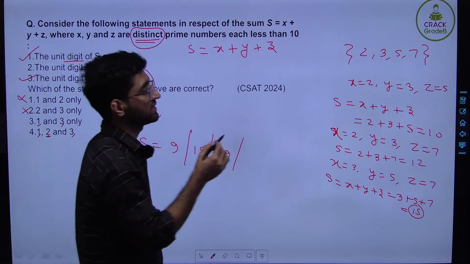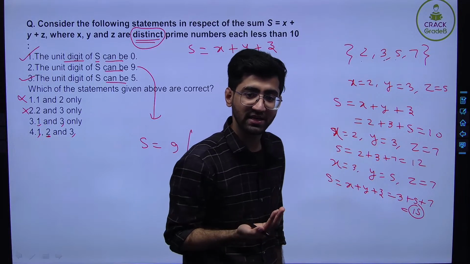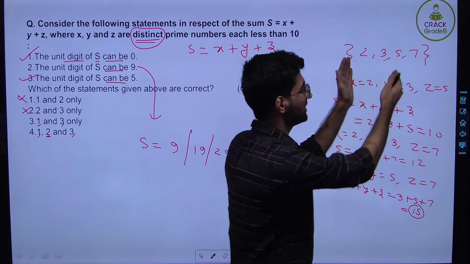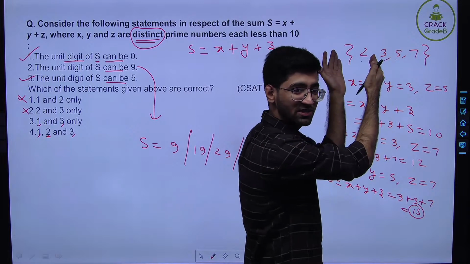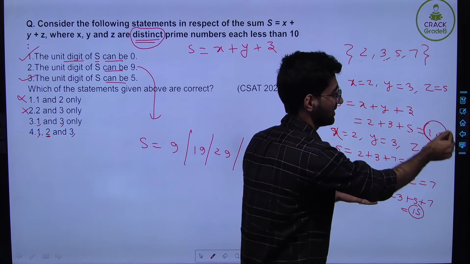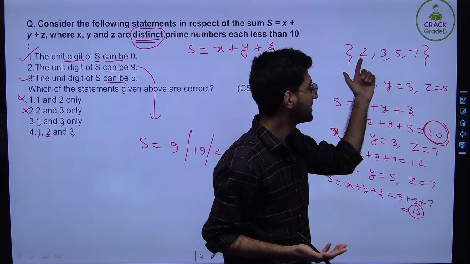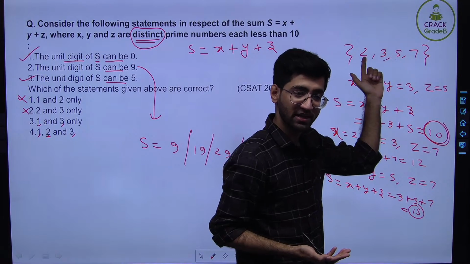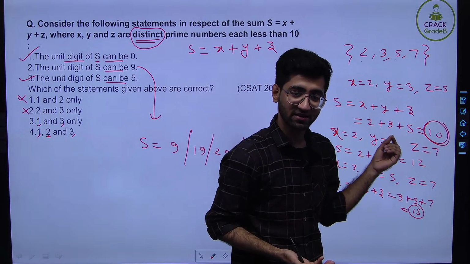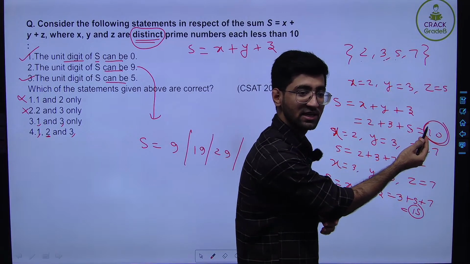Now what is the minimum value of S? When you take the minimum values for X, Y and Z, you are taking 2, 3 and 5. Out of those values, you have taken the minimum ones. So the minimum value of X plus Y plus Z is 10. Can you get a value below 10? No, you can't. 2 plus 3 plus 5 is equal to 10. So this is the minimum value, right?